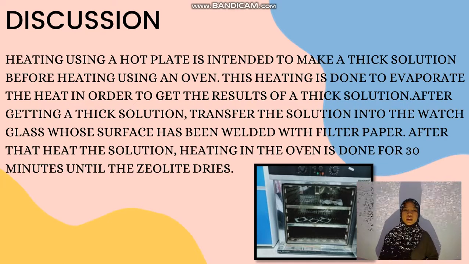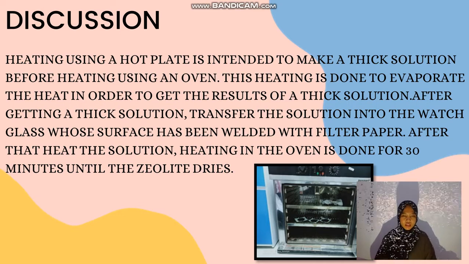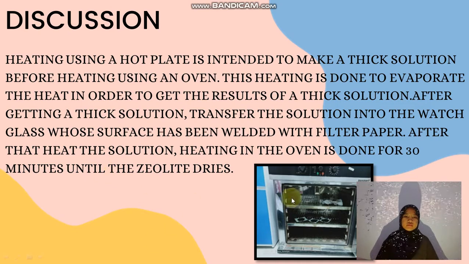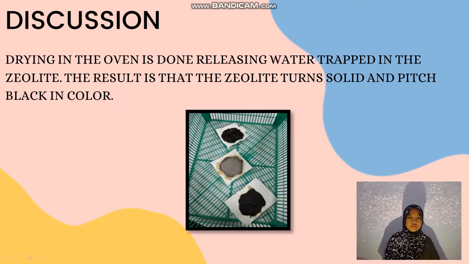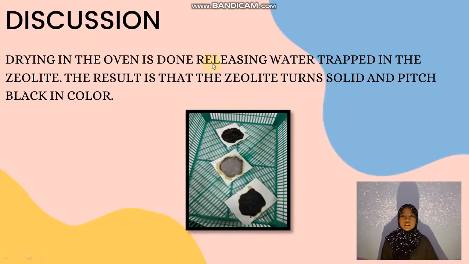Heating in the oven is done for 30 minutes until the zeolite dries. Drying in the oven releases water trapped in the zeolite. The result is that the zeolite turns solid and pitch black in color.